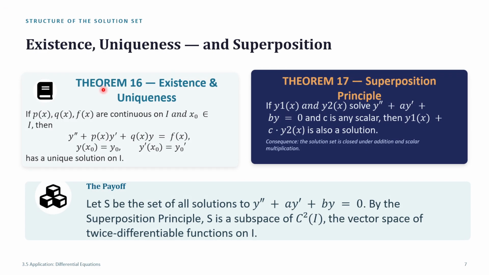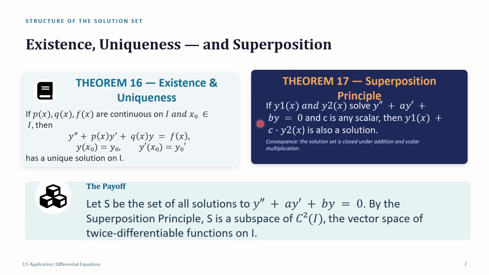So we will proceed with Theorem 16, the existence and uniqueness theorem. It says that if p of x, q of x, and f of x are continuous on an interval, and x0 is an element of that interval, then y double prime plus p of x y prime plus q of x y is equal to f of x, with y of x0 equal to y0 and y prime of x0 equal to y0 prime, has a unique solution on the interval.